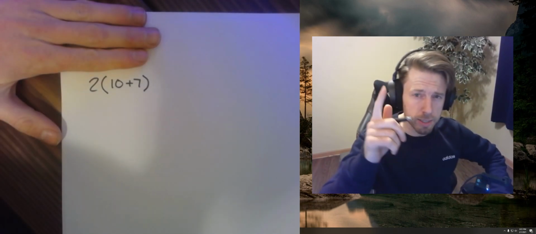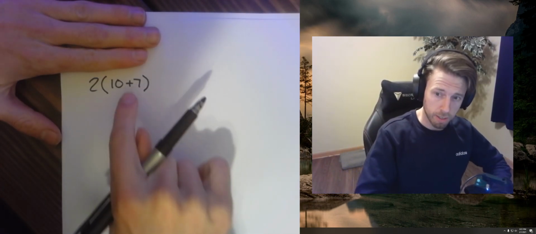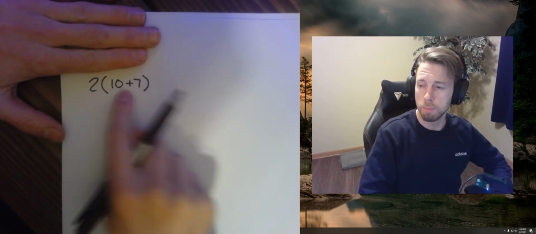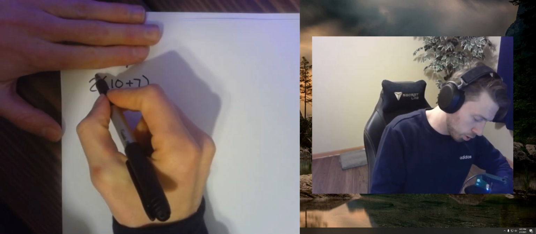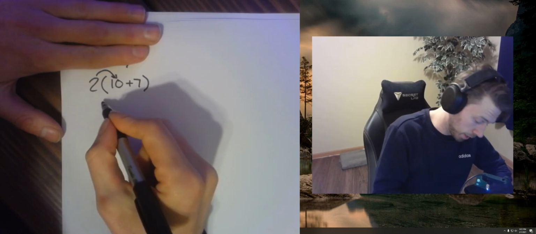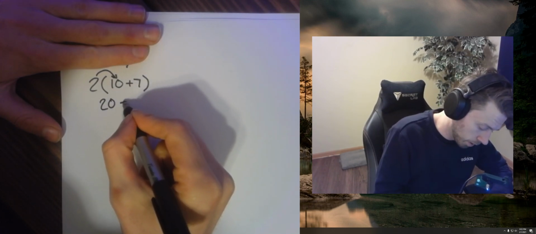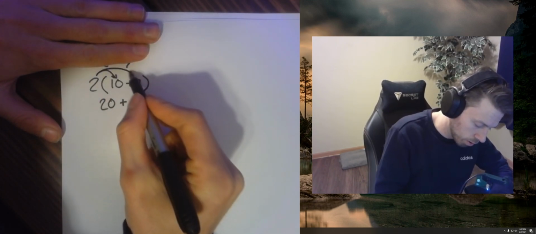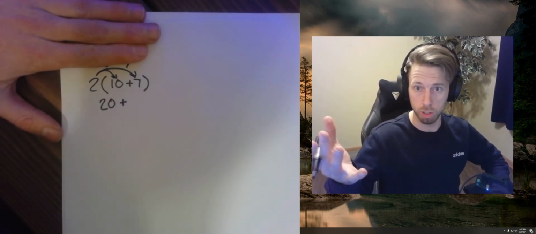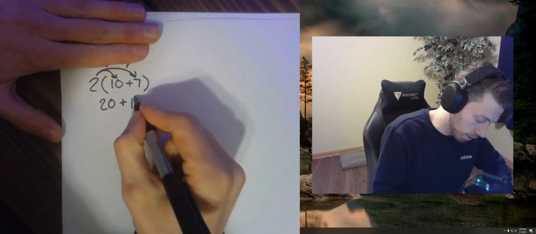Now I'm going to show you guys that instead of doing 2 times the whole number 17, you can actually do 2 times each of those parts. You can do 2 times the 10, which is an easy multiplication problem, right? That's just 20. And then you can add it to 2 times 7, which is another math fact that we usually know, right? 2 times 7 is 14.